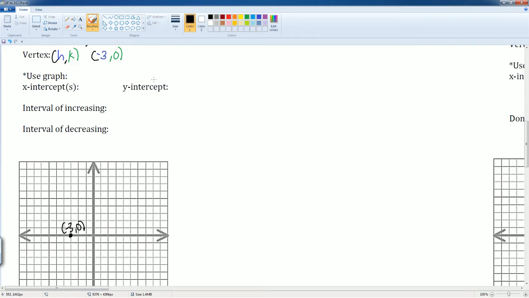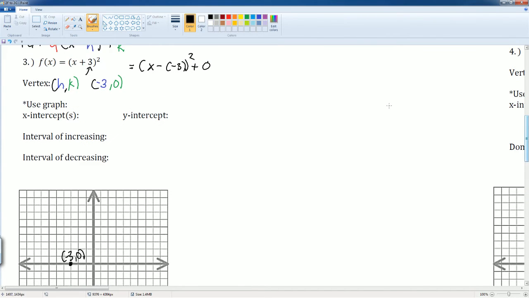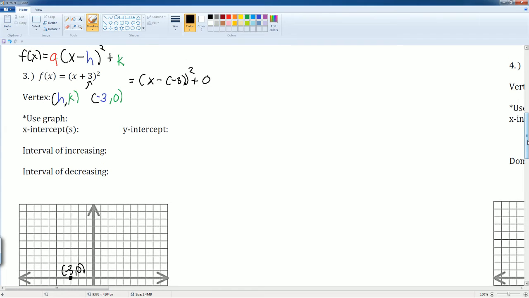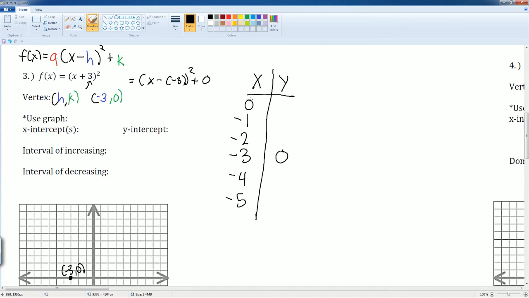How do I find the x-intercepts and y-intercept? You can do it whatever method you want, but I'm just going to go back to the vertex here. No one likes doing this, but I like doing it. This is in the middle, negative 3 and 0. Those are my x's and y's. I'm just going to make my chart. Negative 4, negative 5 as I keep going down. I go up, so negative 2, negative 1, and 0. Remember, you always need a 0 in the x so you can get the y-intercept.